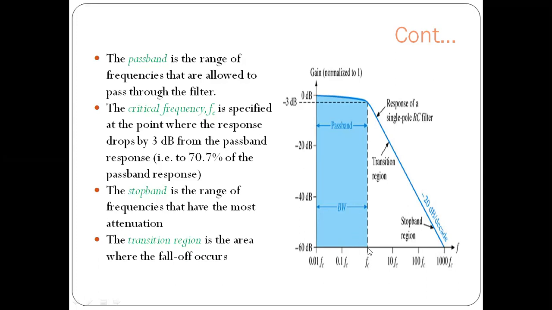The frequencies below this FC are treated as the pass band in this filter case, and above FC is said to be the stop band. That means the attenuation is done in the stop band because it does not allow the signals in this stop band. This is also called the transition region. For example, the filter response will be like this.